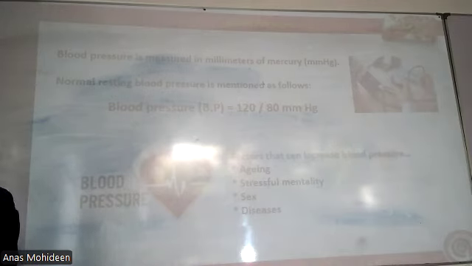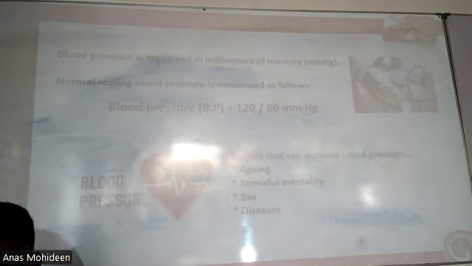Yes. BP here is blood pressure. When you come for BP in physics, it is boiling point.